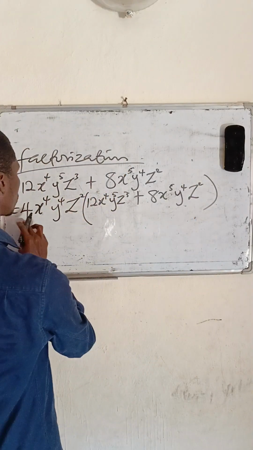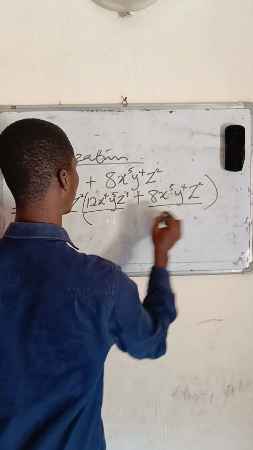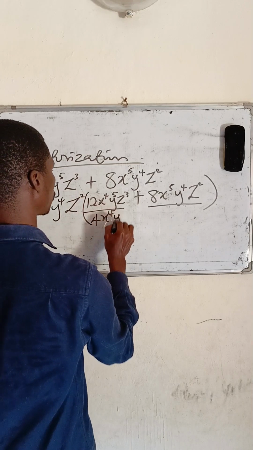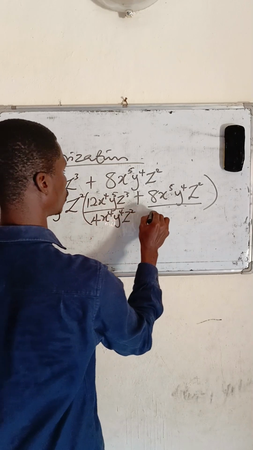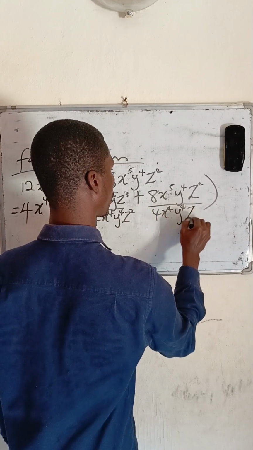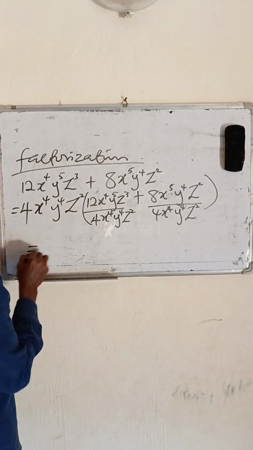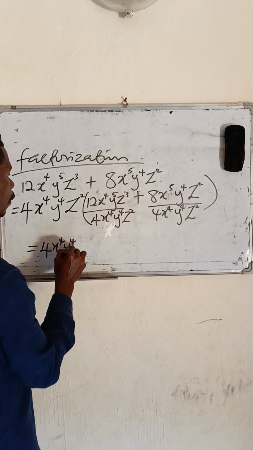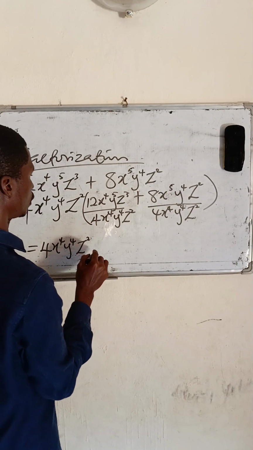You divide by the common factor. What is the common factor? This one. You divide everything by the common factor: 4s raised to power 4, y raised to power 4, and z raised to power 2. So what do we do now?